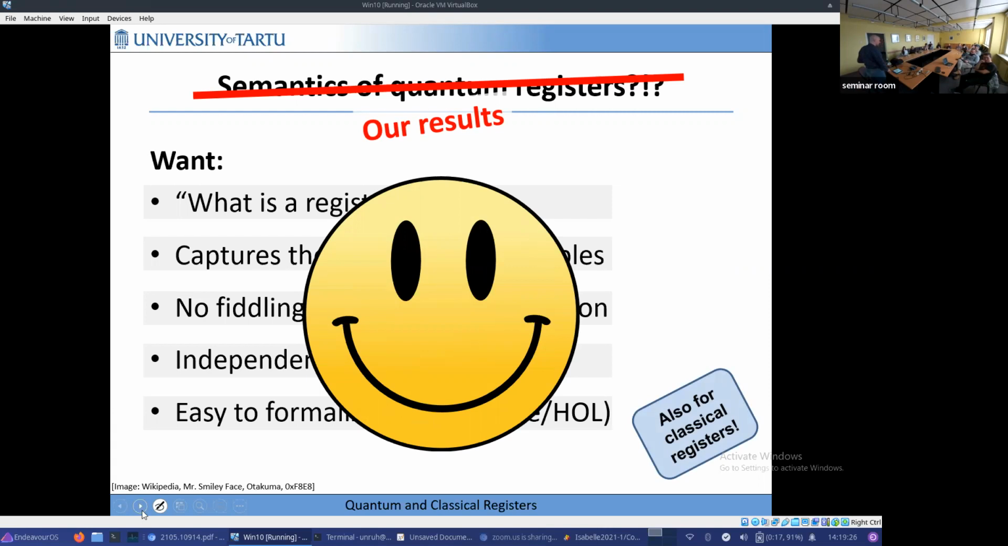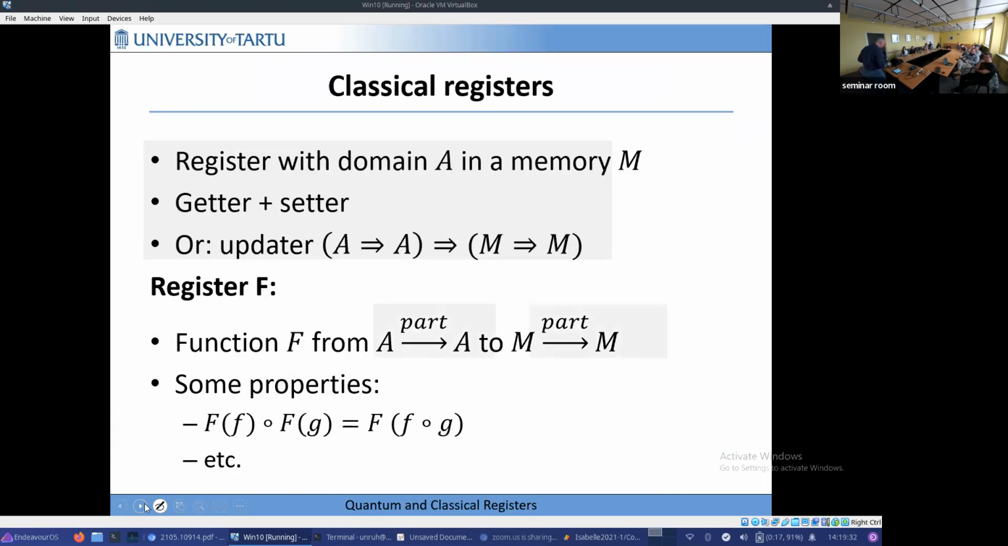And actually, the same definition works for classical. I mean, not the same definition, but the same generic theory. And in order to understand how registers work, let me first look at the classical registers. So how can I define a classical register in some more generic way?